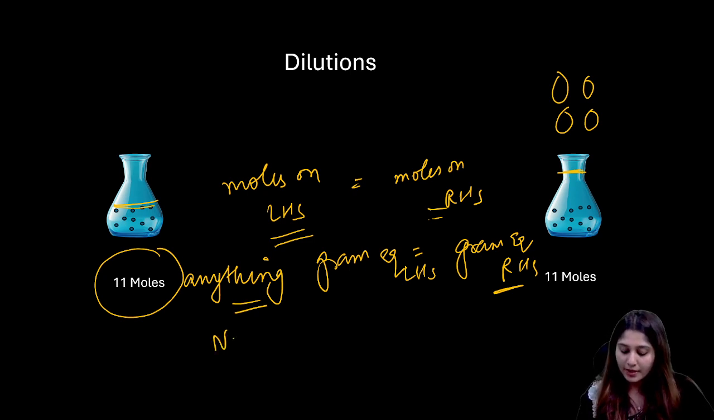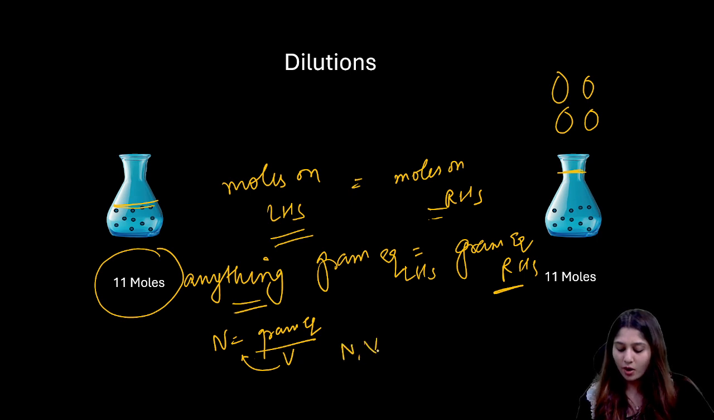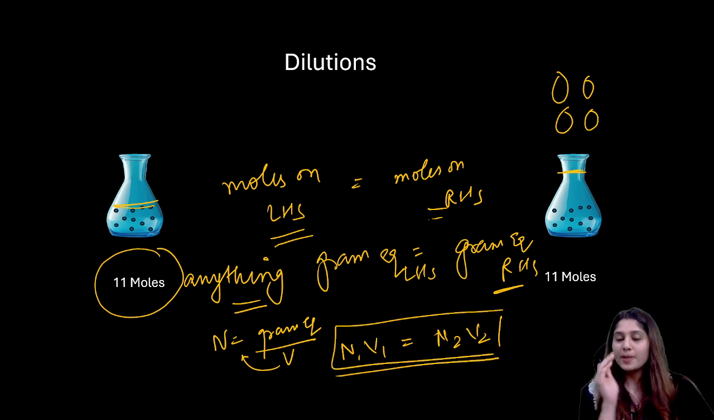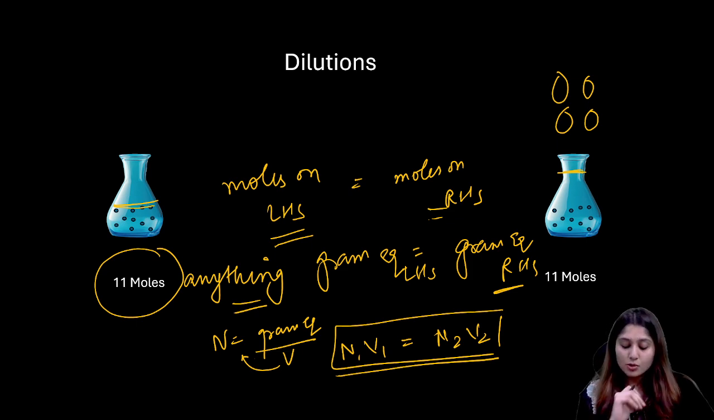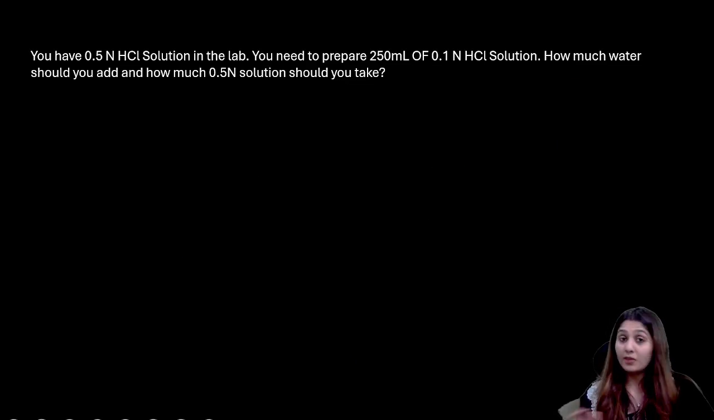So we have normality equals gram equivalence divided by volume. Just a simple cross multiplication, we have N1V1 equals N2V2. What does this formula suggest? Basically the gram equivalence on both sides is the same, and hence the moles on both sides should be the same. That is the basic understanding and nothing else, okay. On this we'll just practice one question and then we'll call it a day.